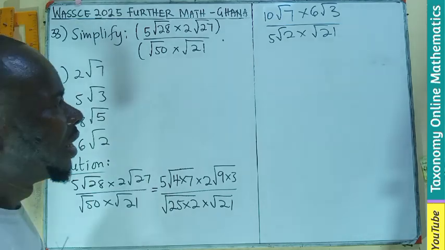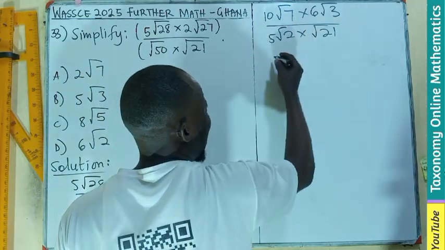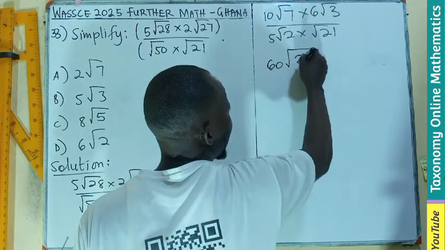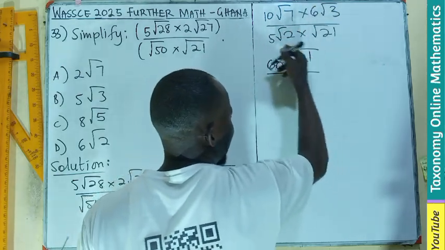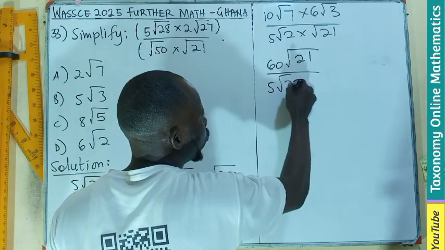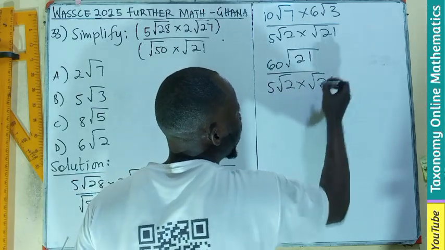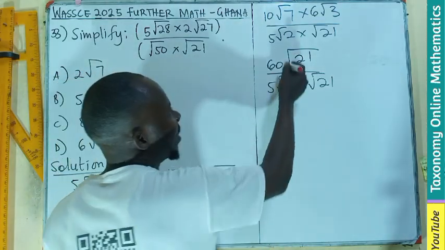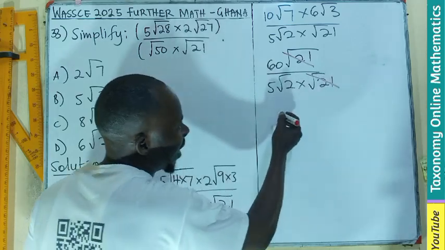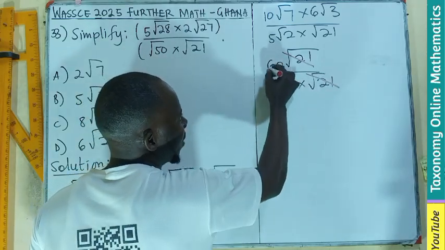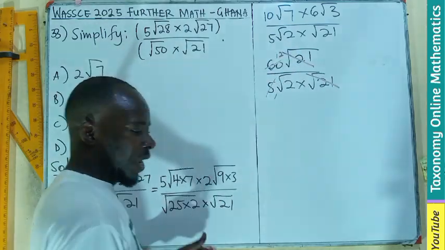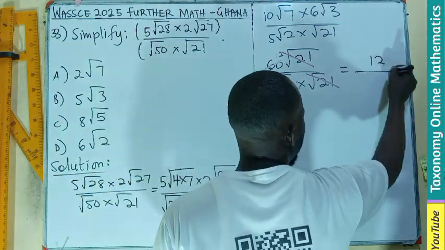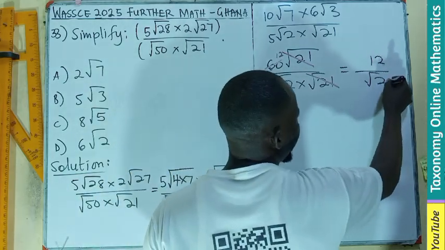So now let's multiply the rationals together. 10 times 6 is 60, and root 7 times root 3 is root 21. Then below, I will maintain the 5 root 2 times the root of 21. Since I'm seeing root 21 as a factor in both the numerator and the denominator, this will cancel. 60 divided by 5 will give 12. So I should be left with 12 in the numerator, then the root of 2.